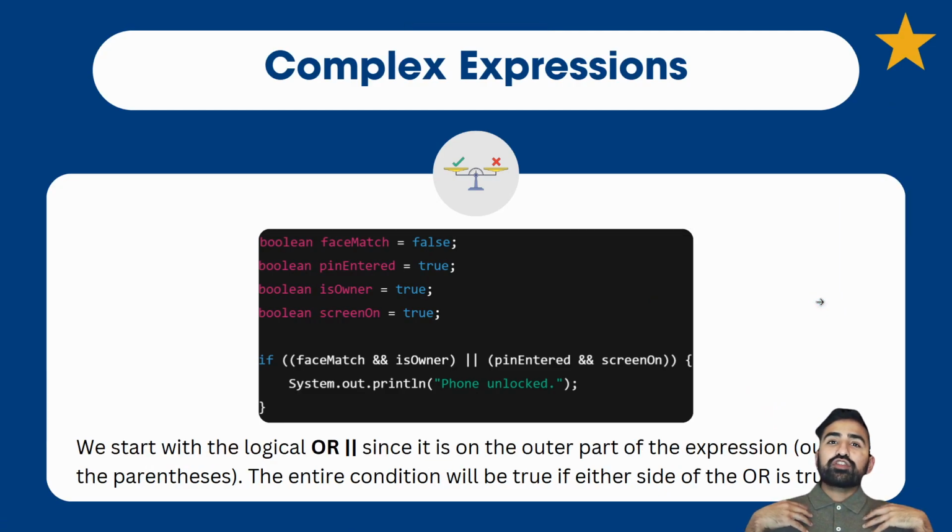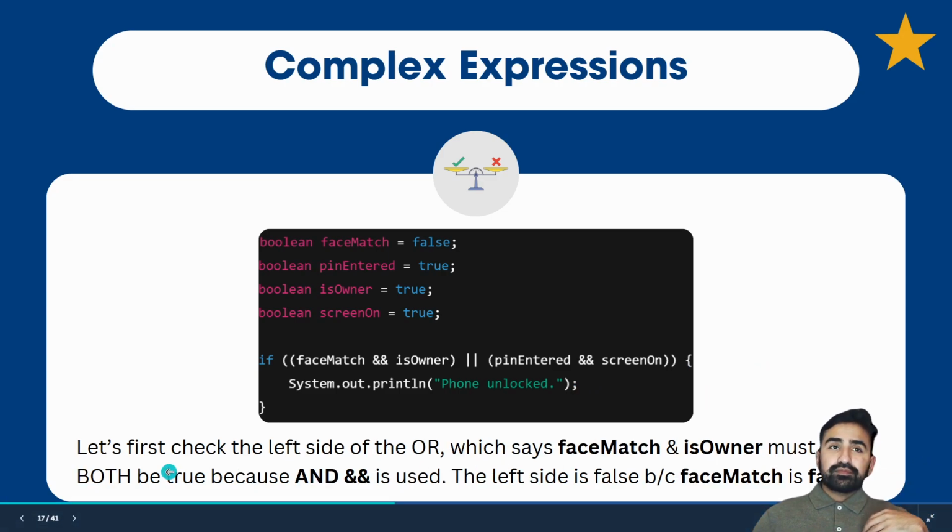So we start with the logical or since it's on the outer part of the expression. The entire condition will be true if either side of the or is true. So now we start to dig deeper, right? We're starting on the outside, digging our way in. So let's check the left side of the or. We found out that face match is false.